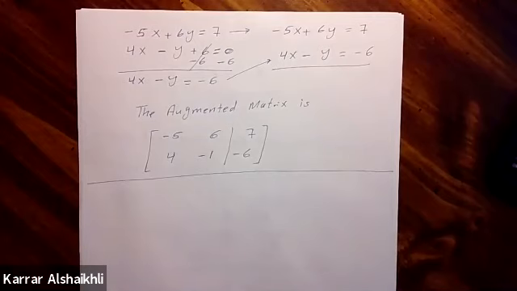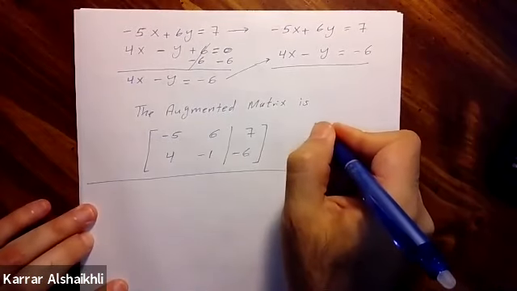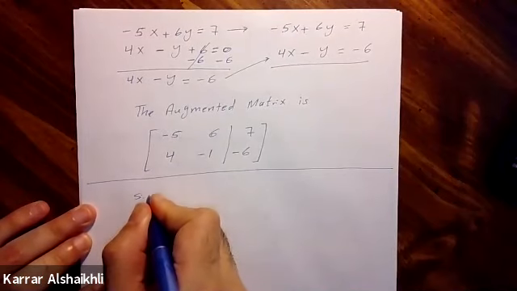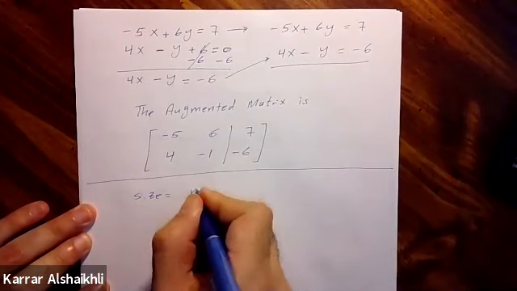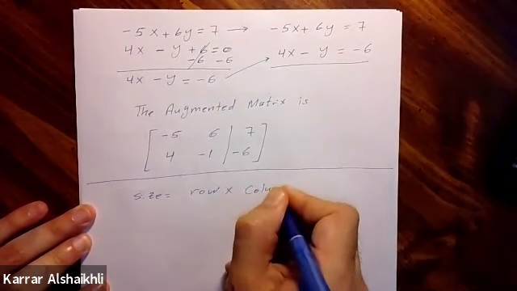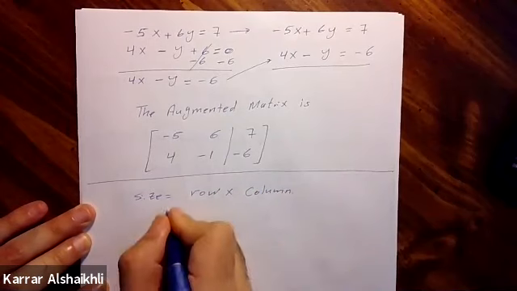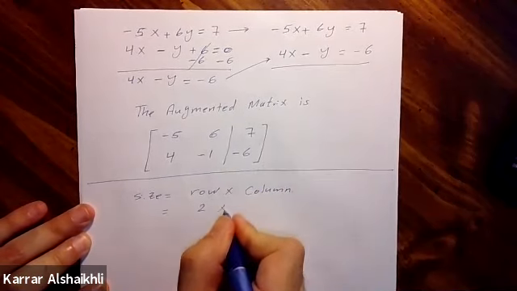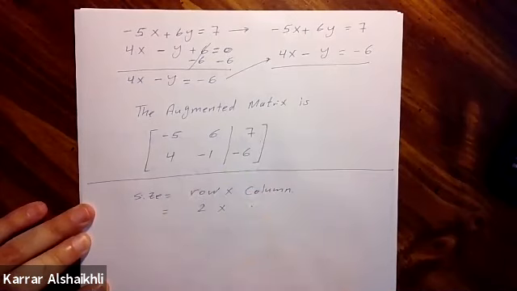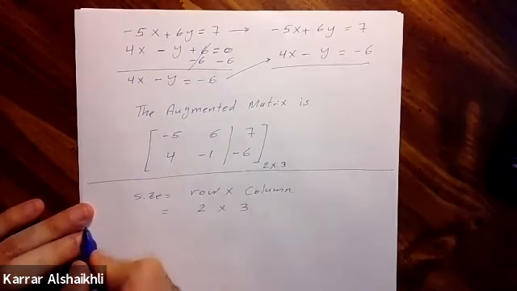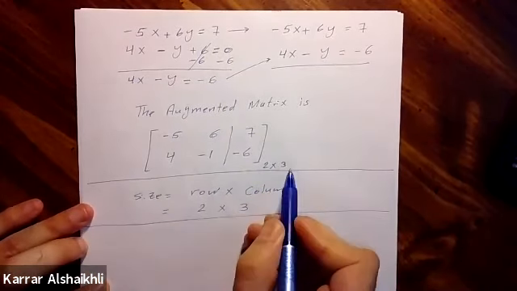Let's write down the size. Row times column. How many rows? 1, 2. So 2 rows times 1, 2, 3, 3 columns. So the size here is 2 times 3. That means two rows and 3 columns.